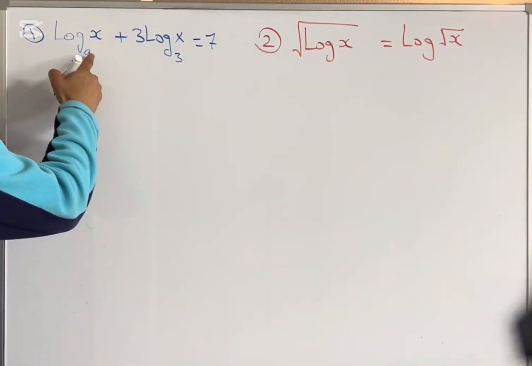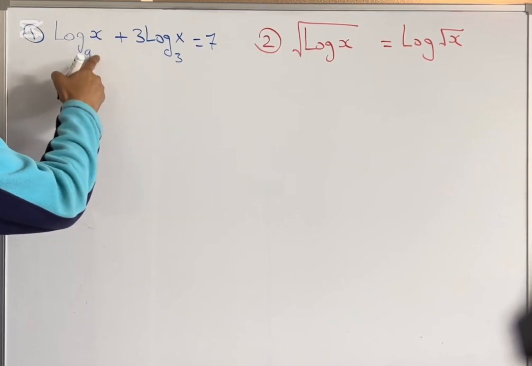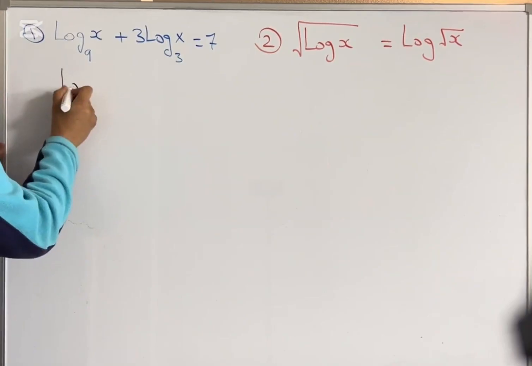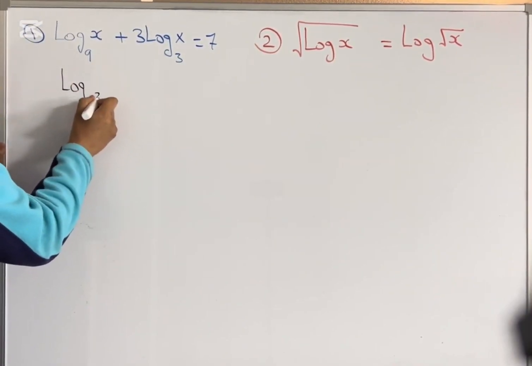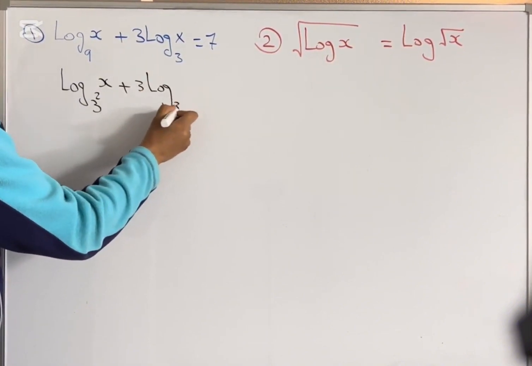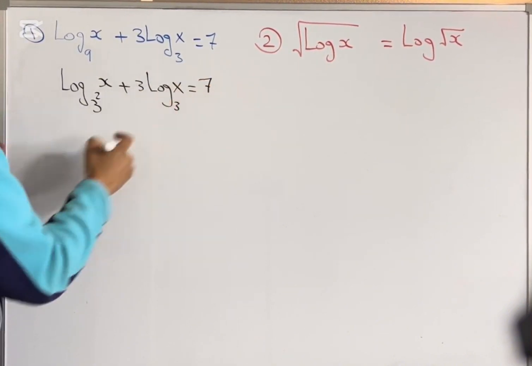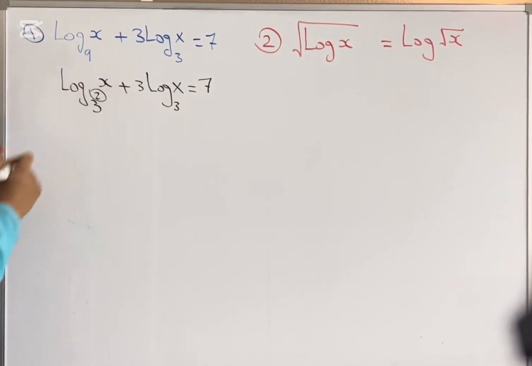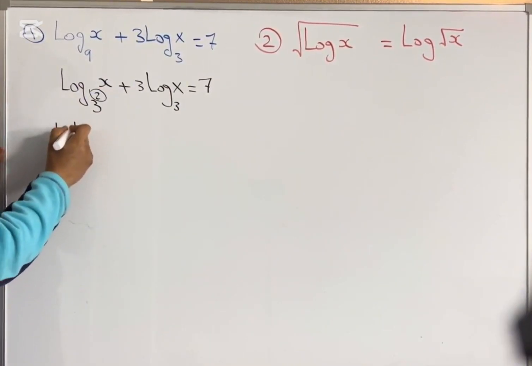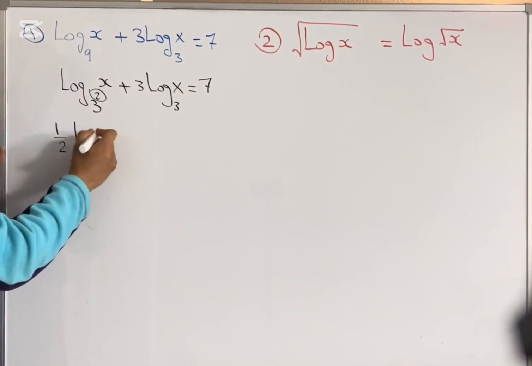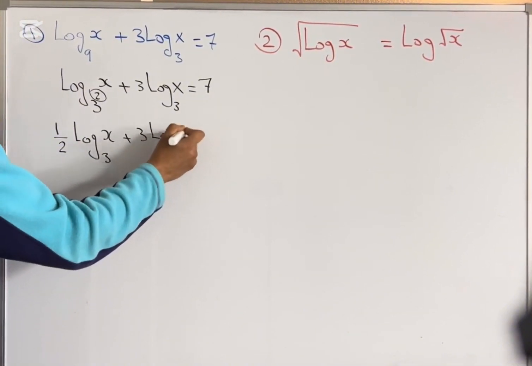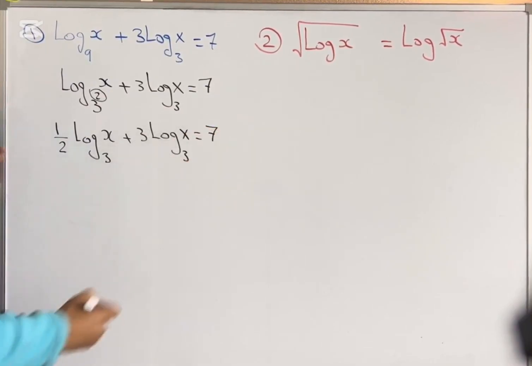Here, if you notice, both of these have different bases. But lots of students don't know that they could change this to log base 3 squared of x plus 3 log base 3 of x equals 7. Now this square right here, you could pull it out and make it 1/2 in front of the log base 3 of x plus 3 log base 3 of x equals 7.